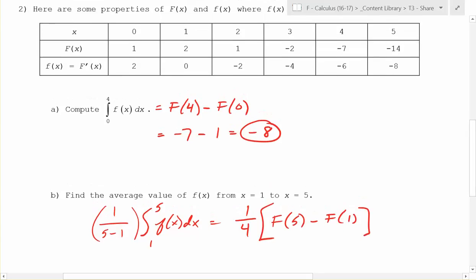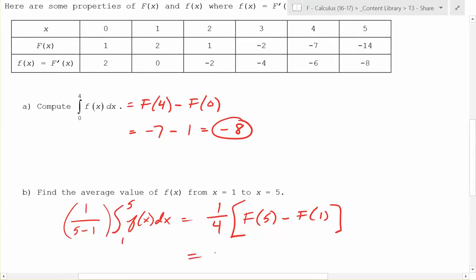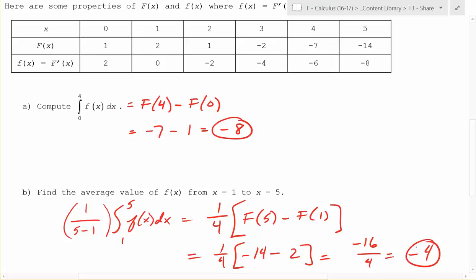So do you have that information on the chart? Yeah, you do, actually. So it's going to be 1 over 4 times capital F of 5, negative 14, minus 2. So what do you end up with there? Negative 16 over 4 is negative 4. So if I give you a detailed enough chart and ask you the right specific integrals, you can just use the chart. So this is just comprehension.